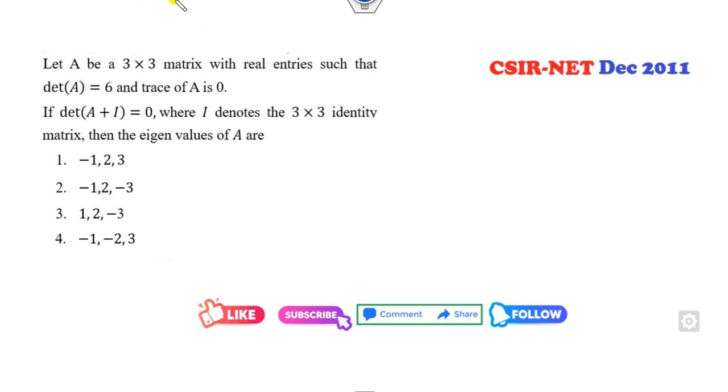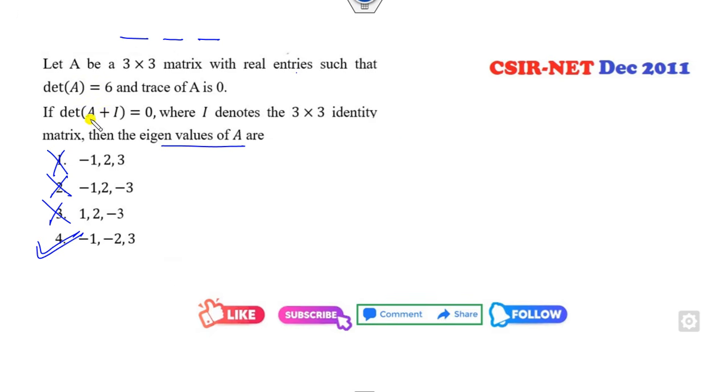Okay, A is a 3 cross 3 matrix with real entries such that the determinant is 6. Then which of the following is an eigenvalue of A? Check about the determinant 6. No. Fine, it's not true. It's not fine. Trace will be 0. You can see that trace is non-zero. Trace is 0 is the right answer. There is no need of this.